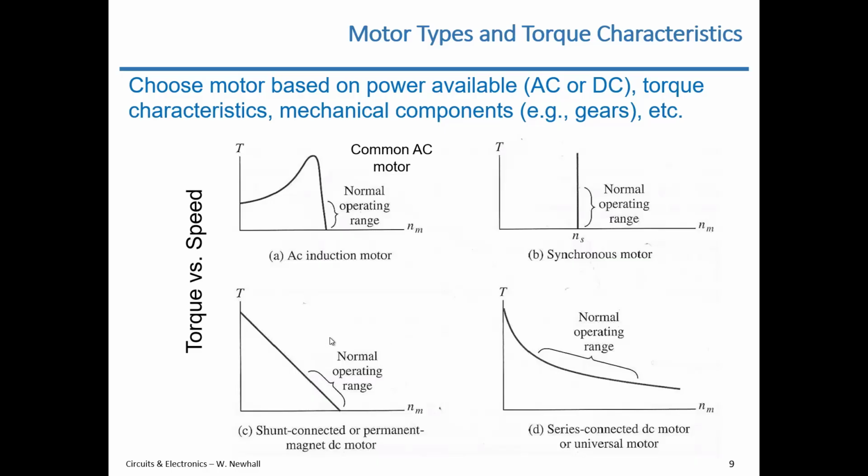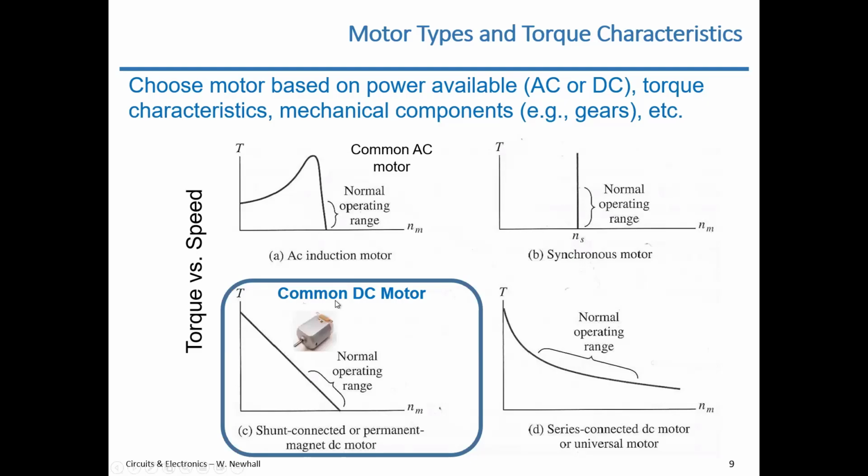Okay, so if you look at the lower left here, this is a common DC permanent magnet motor. Right? One of these small motors you can use in lab. You'll often see these in lab. And this is a torque versus speed plot. So speed is in RPM. Okay, so think RPM when you think speed.